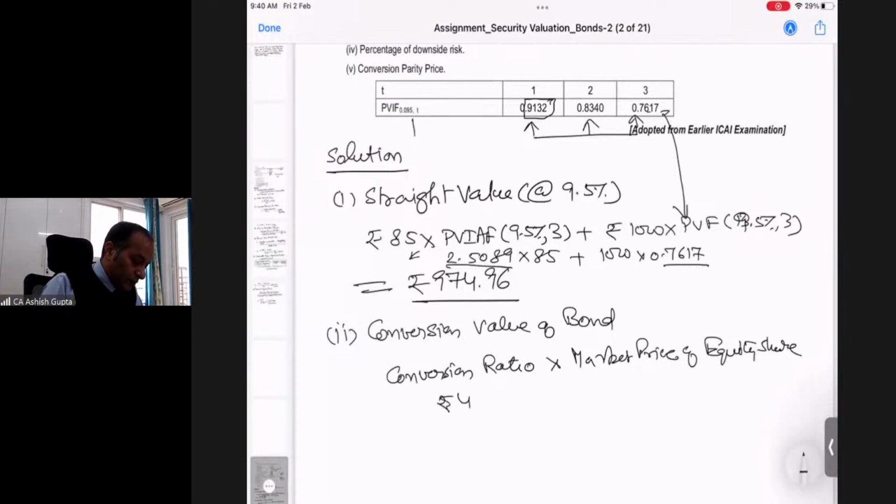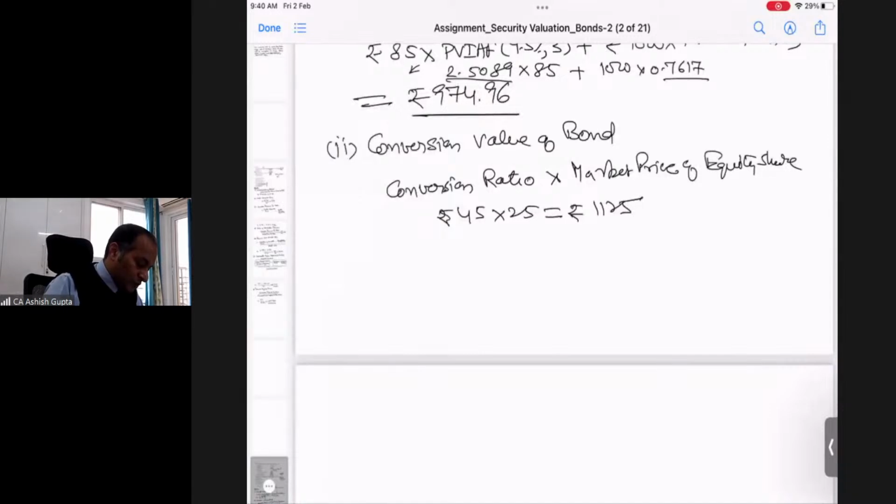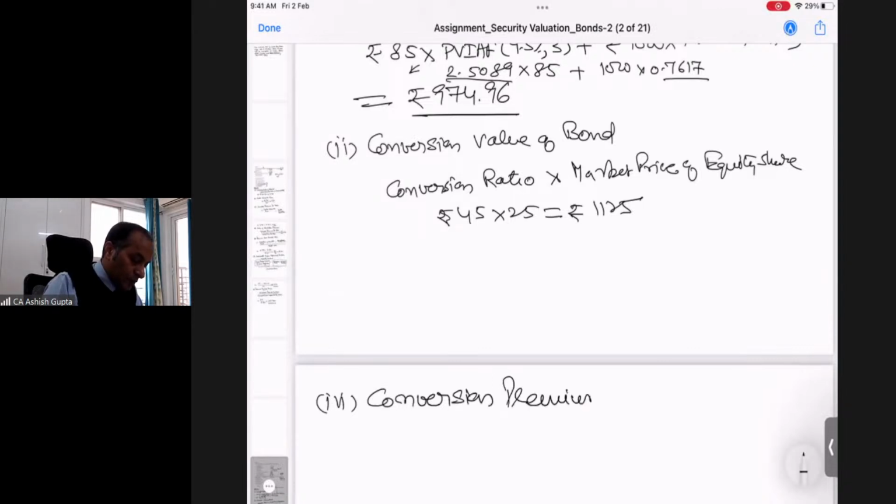Accordingly, no problem. Conversion premium. Okay, this much I have paid: the amount divided by my ratio is 25. The market price as on date is 45.